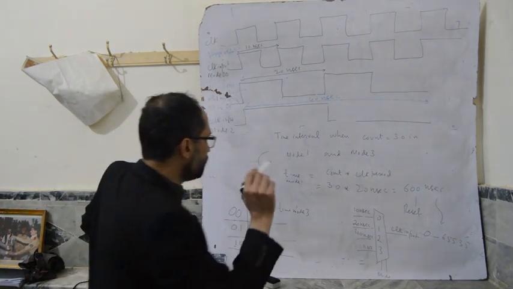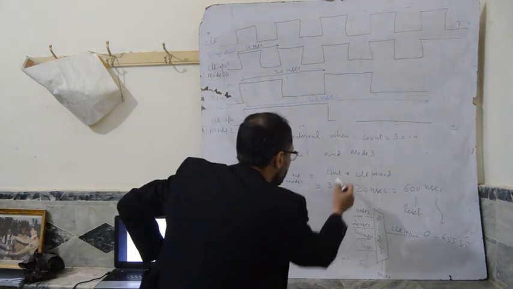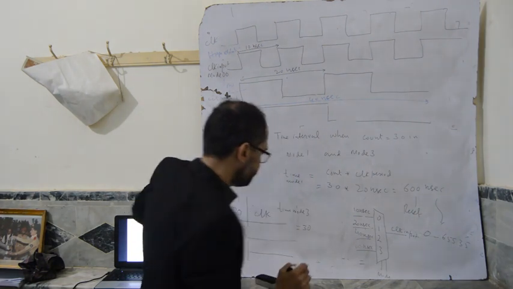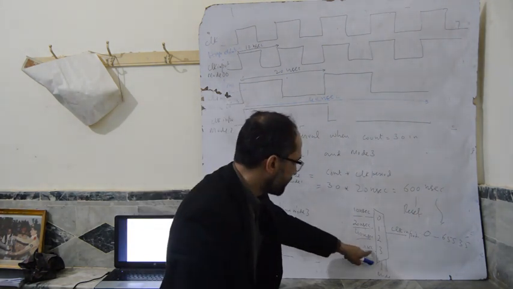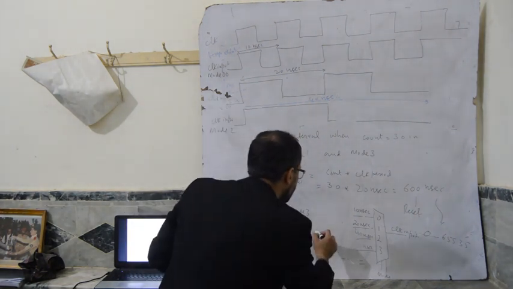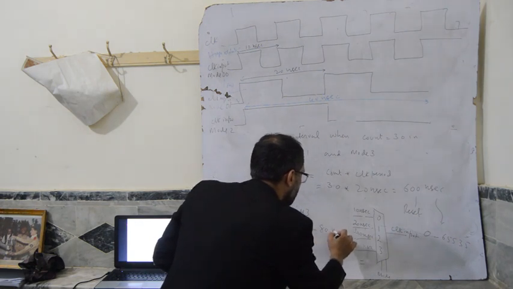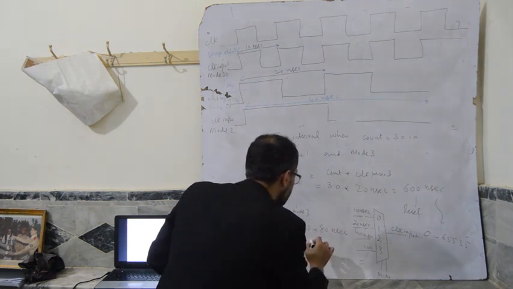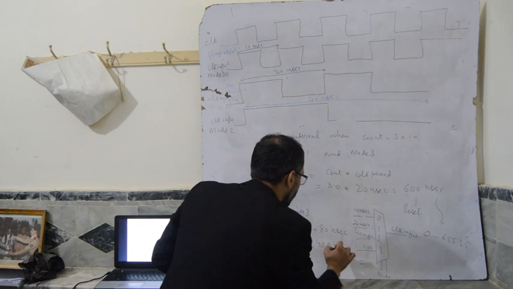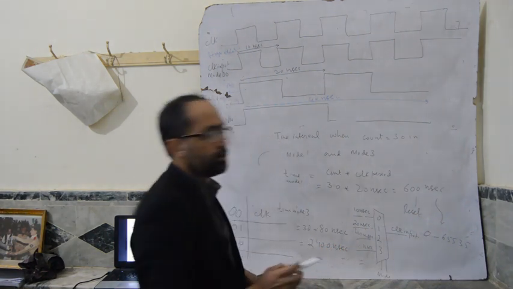What will be the time in mode 3 for the same count? We are not increasing the count, we are using the same count. So what is count? Count is 30. And in mode 3, what is the clock period? 80 nanosecond. So if we multiply this, it will be 2400 nanosecond.